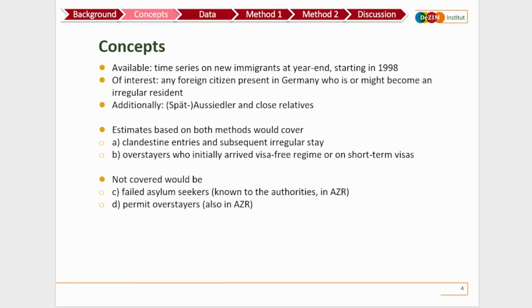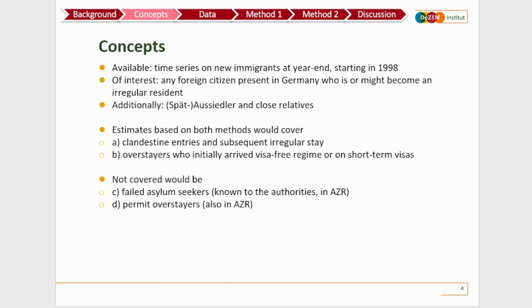short-term or non-permanent permit. Not covered would be failed asylum seekers, because these are numbers that are already known and in the official statistics for Germany, so-called failed asylum seekers who are already in the foreigners' residence register, AZR, and also permit overstayers as far as they are covered in the AZR. So if there's once a regular permit, that person remains in the data until they leave, with an obvious question then coming up.